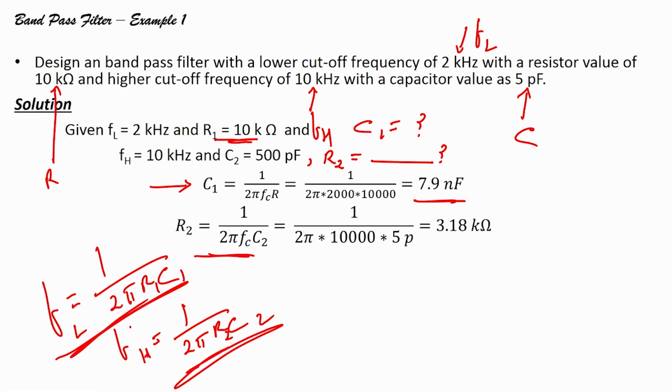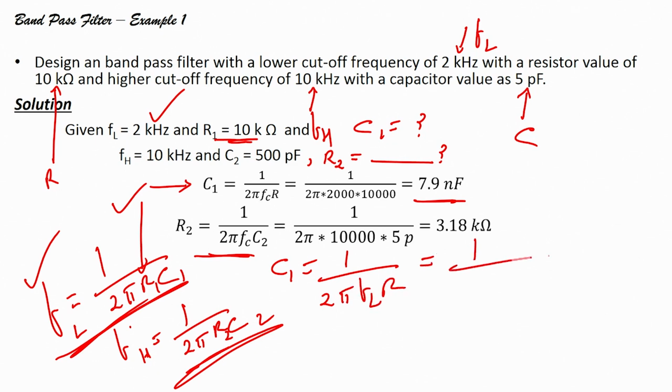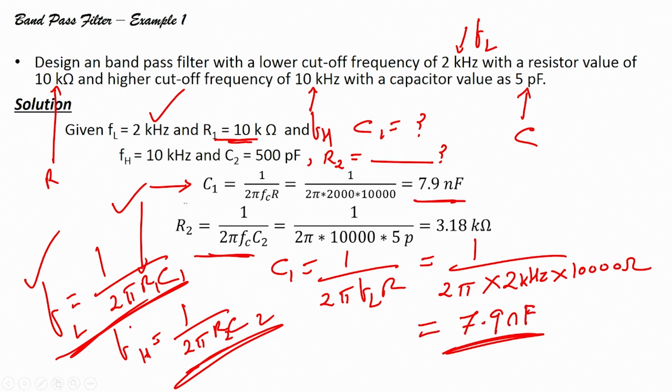So, here what is given? We are given the value of FL, then we have R1. What we do not have? C1. So, C1 would be equal to 1 upon 2 pi FL into R. We can substitute the value: 1 upon 2 pi FL. What is FL? FL is 2 kilohertz into resistance. Resistance is 10 kilo ohm, correct. So, we will get the value of C1 equals 7.9 nanofarad. Beautiful, very easy.